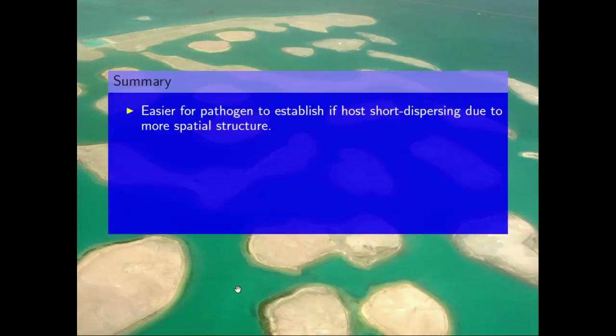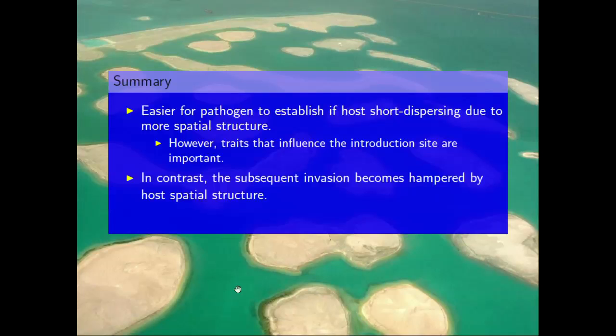So just to summarize, the overall conclusion is that it's usually easier for a pathogen to establish if the host is short dispersing because the host has an aggregated distribution. And this is not really commented on much in studies on metapopulations and disease spread. But it's important to consider the traits that affect where the host arrives, because if the host can arrive in a random patch, then this effect is not going to be important.